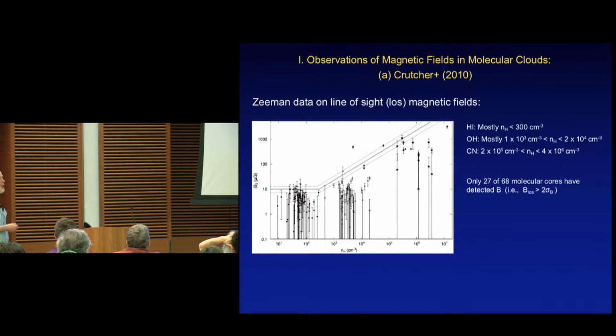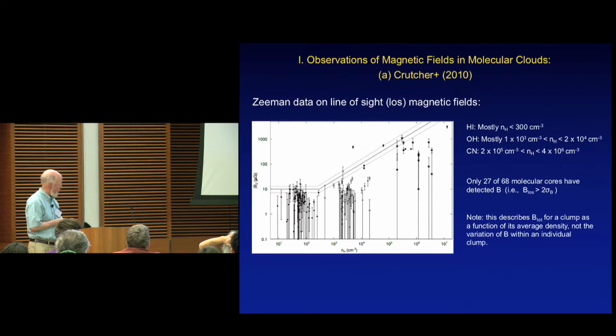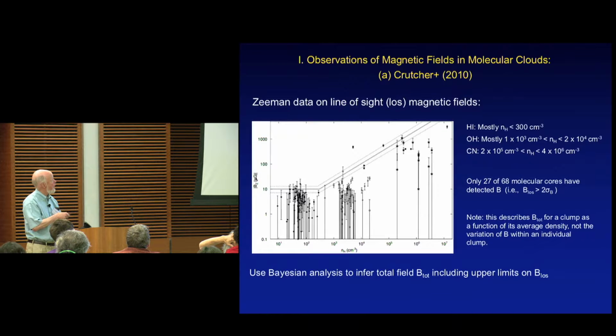The advance that was made in Crutcher et al. was they used a sophisticated Bayesian analysis to go ahead and include all these data points, including the upper limits, in order to infer the 3-dimensional field.